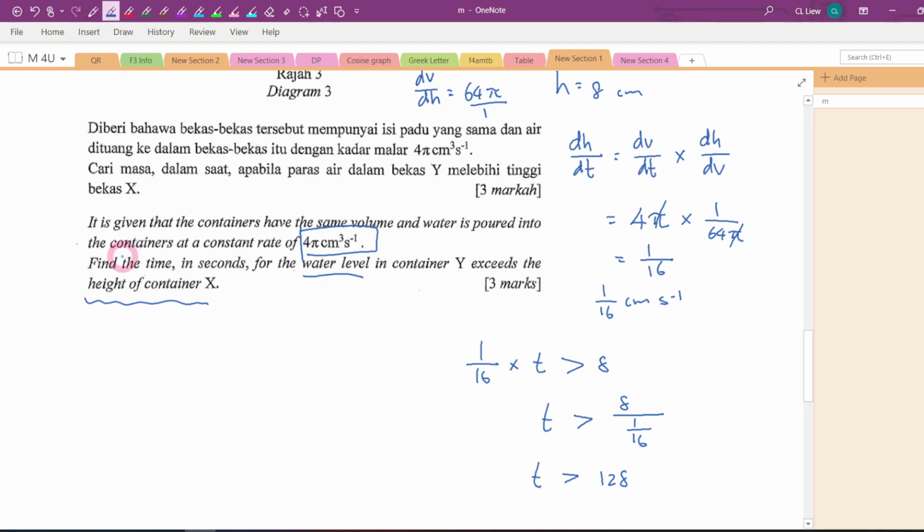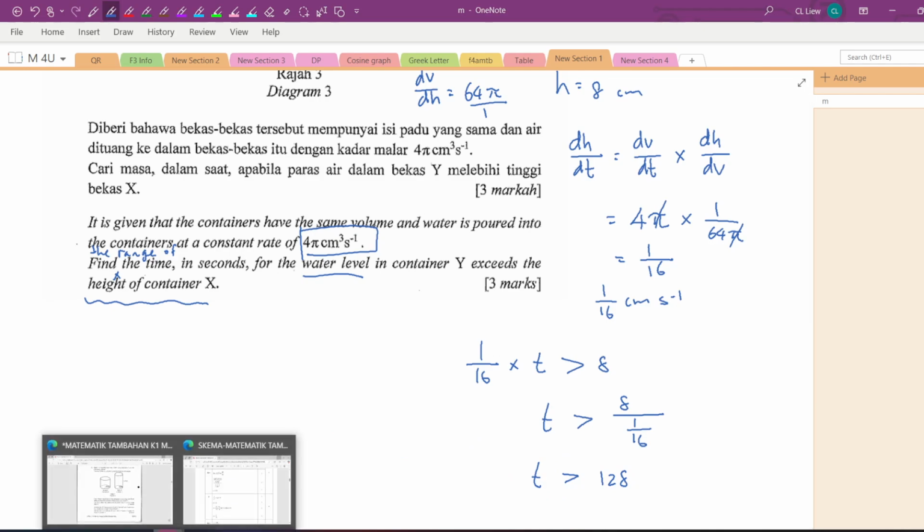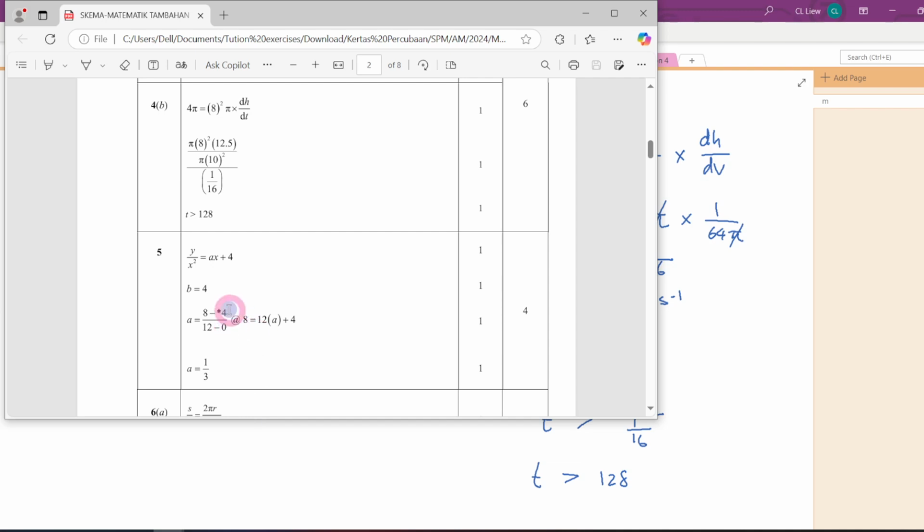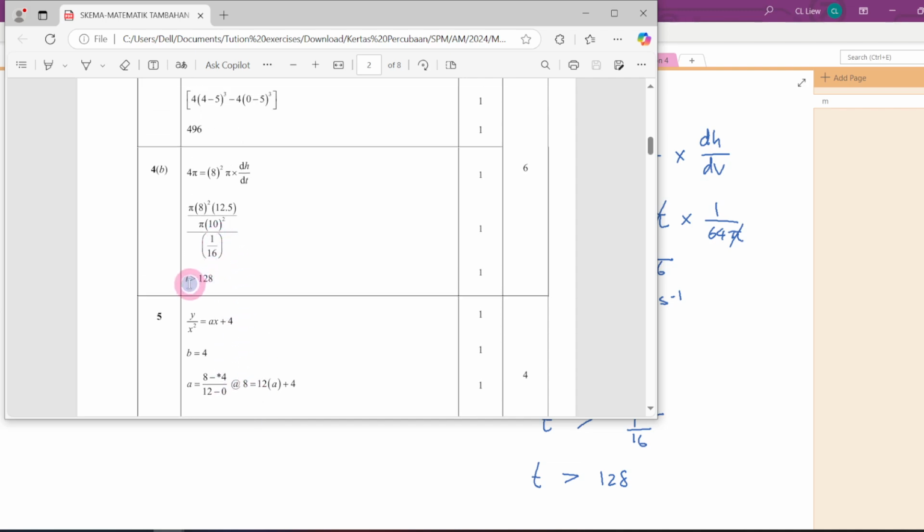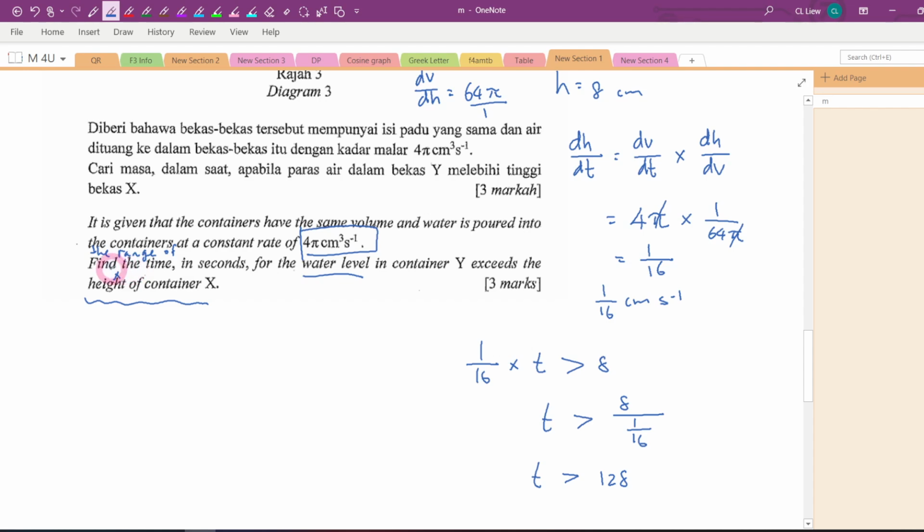So I think the question should ask to find the range of the time in seconds. Normally if we find the time, the answer will be t is equal to something. But what we get here is actually the range of t. So let us look at the marking scheme. The given answer is t is greater than 128. So I think it's better that we change the question to find the range of the time in seconds. Okay, this is how we solve this question.